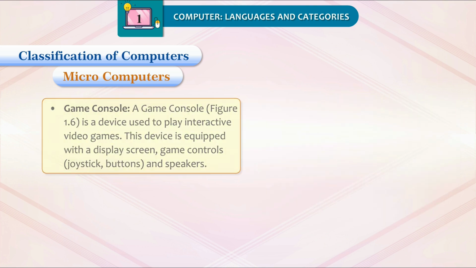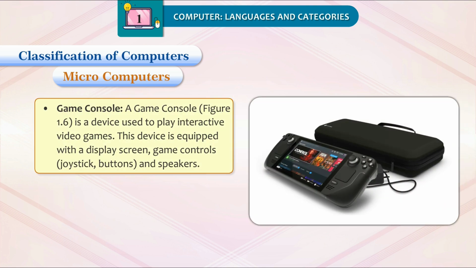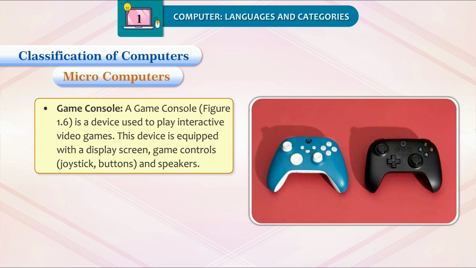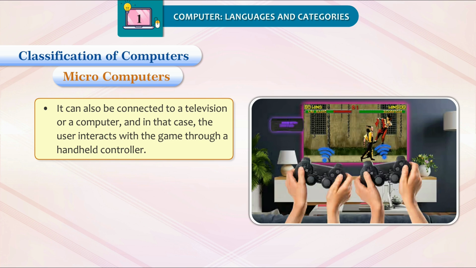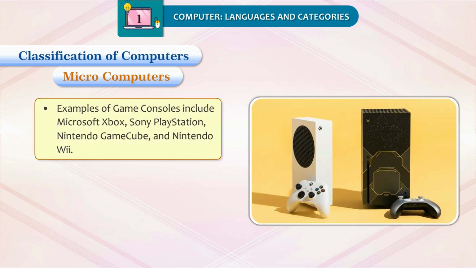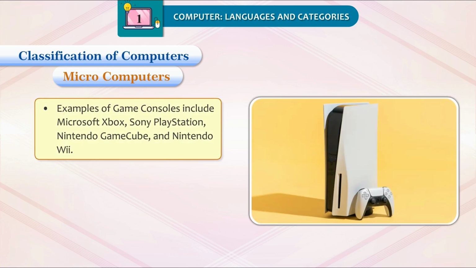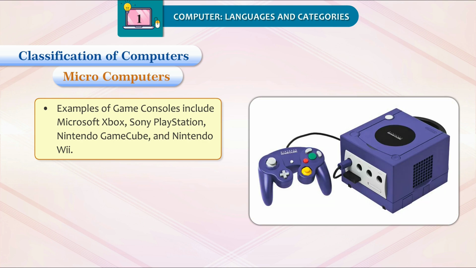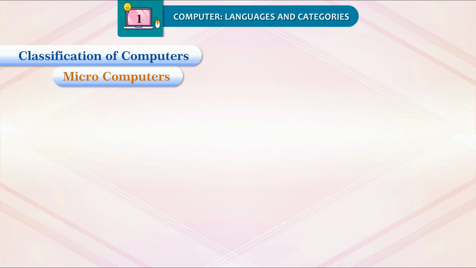Game console. A game console, refer to figure 1.6, is a device used to play interactive video games. This device is equipped with a display screen, game controls, that is joystick, buttons, and speakers. It can also be connected to a television or a computer, and in that case, the user interacts with the game through a handheld controller. Examples of game consoles include Microsoft Xbox, Sony PlayStation, Nintendo GameCube, and Nintendo Wii.